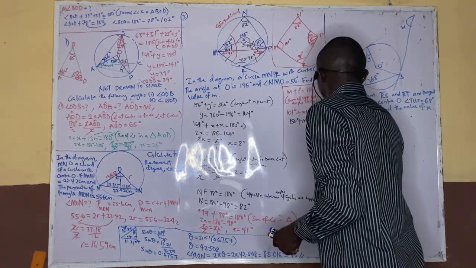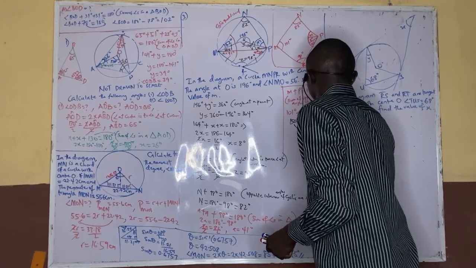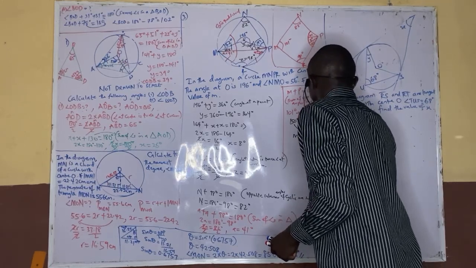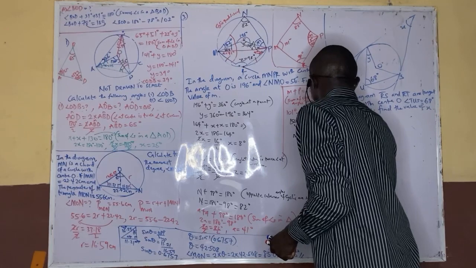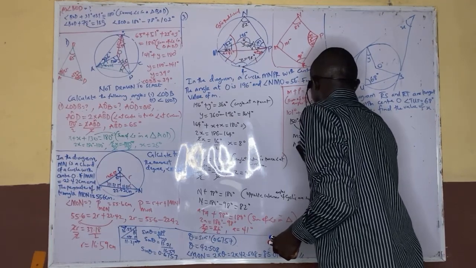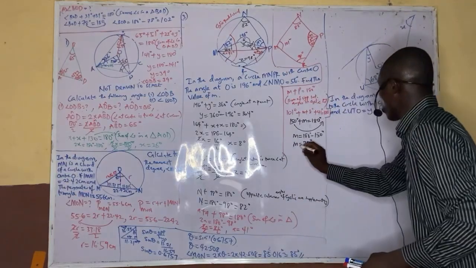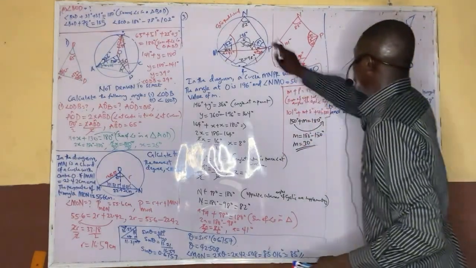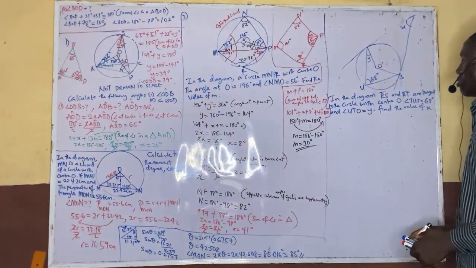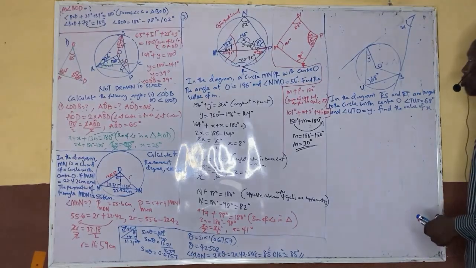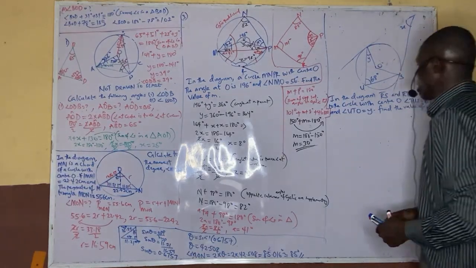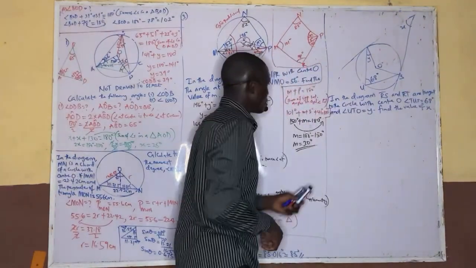So we take 150 to the right side. We have L equal to 180 degrees minus 150 degrees. M is equal to 30 degrees. So that is that. All we have been looking for is M, which is 30 degrees. So we are done with that question. Now let's move to the last question here.